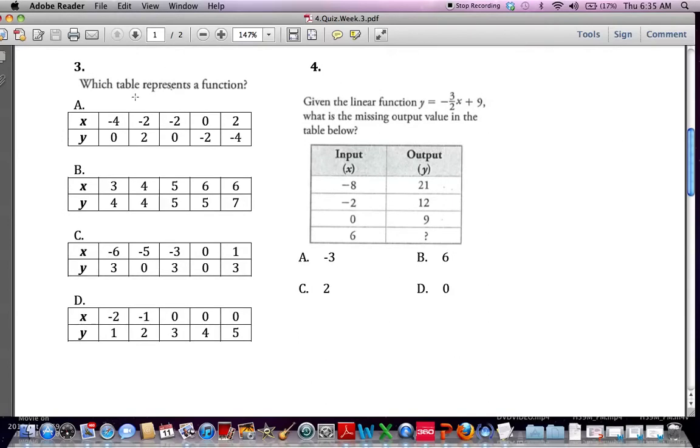Number 3, which table represents a function? Which table represents a function? Okay, so let's look and remember what a definition of a function is and pick which table represents that.